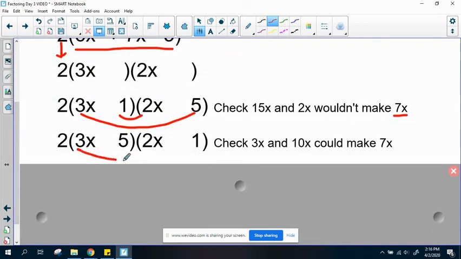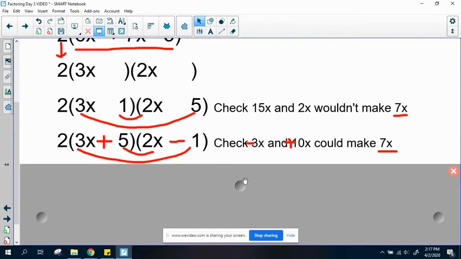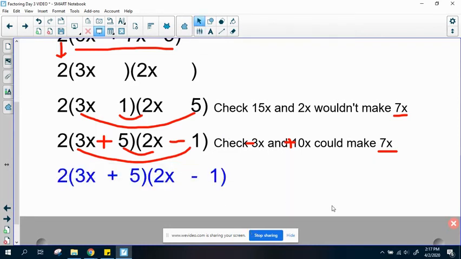So this would give me 3, and 5 times 2 would give me 10, and I want to make a positive 7. So that means the 10 has to be positive, and the 3 has to be negative. So the 3 came from the 3 times 1, so this is negative, and the 5 times 2, that would have to be positive. And again, you could just multiply this out to double check that it works, but here's the correct answer.